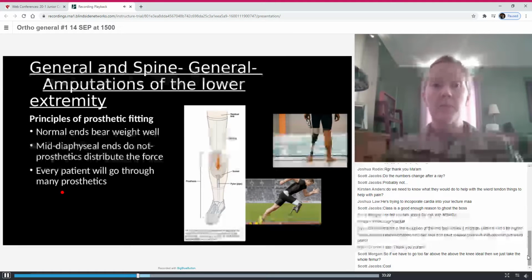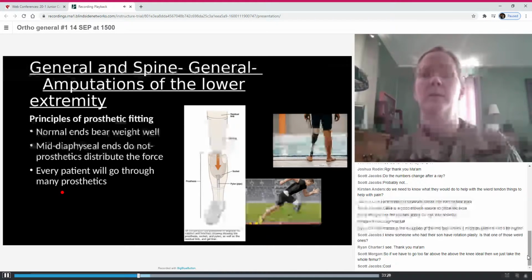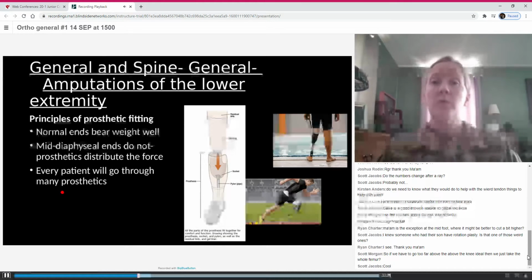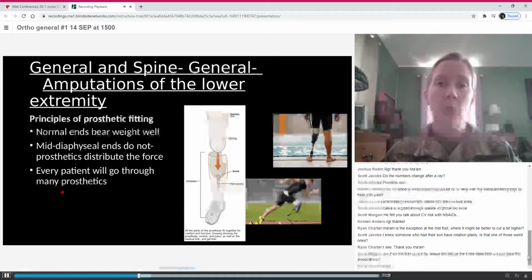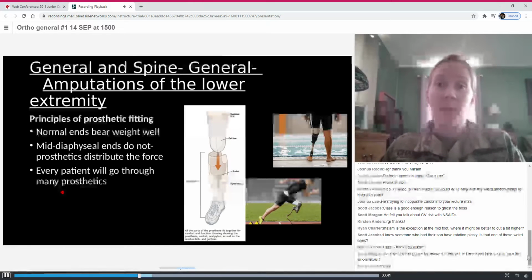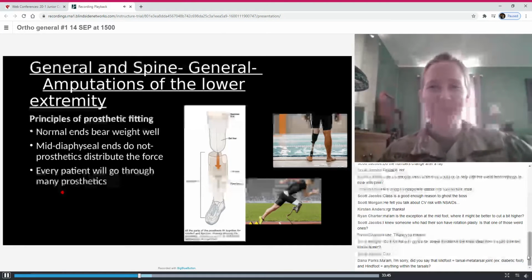Okay, some principles with prosthetics fitting. Somebody's typing right now, and I'll come back if I have to. With those disarticulations, those ends of the bones are meant to bear weight. So they accommodate weight bearing pretty easily. For instance, a patient can walk around on their knees. I just used air quotes. I turned into one of my children.